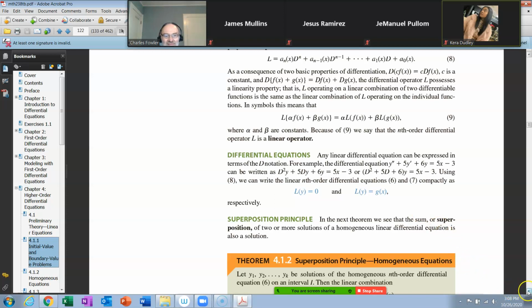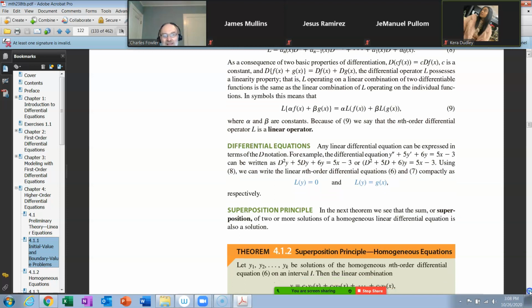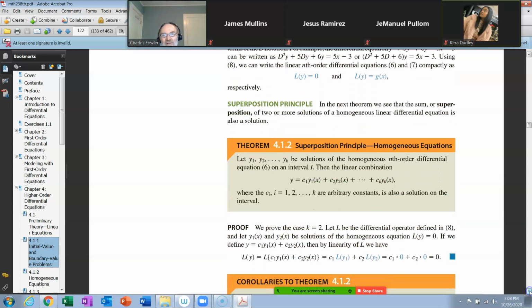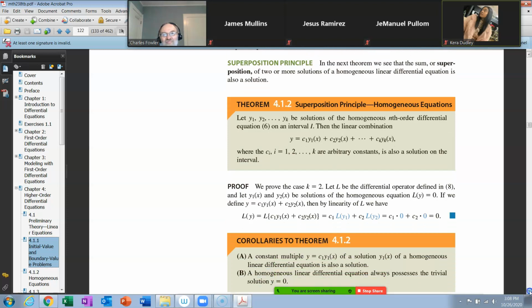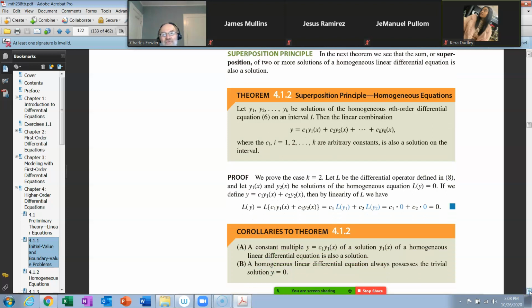Now, with that done, they jump another rabbit hole here and start talking about the superposition principle. We've already hit this a little bit. We're going to hit it some more and keep hitting it, because this is a pretty important feature of linear differential equations. In the next theorem, we see that the sum or superposition of two or more solutions of a homogeneous linear differential equation is also a solution. This is called the superposition principle.